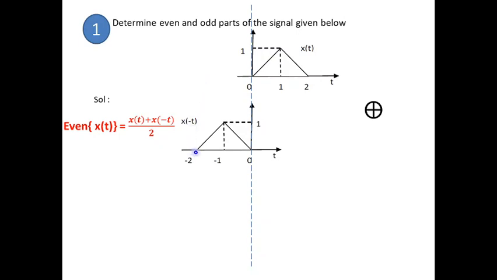Here a simple one is, at minus 2 the amplitude here is 0. Here also the amplitude is 0. So, at minus 2, 0 plus 0 will be 0. And then at minus 1 the amplitude is 1. Here at minus 1 in the original signal x of t, the amplitude is 1, right?